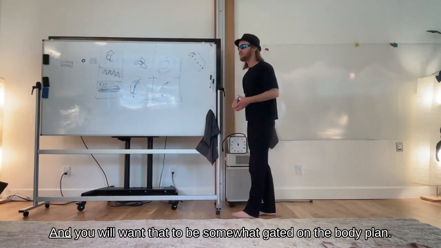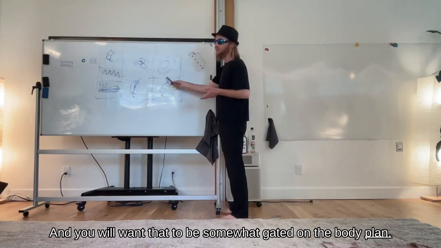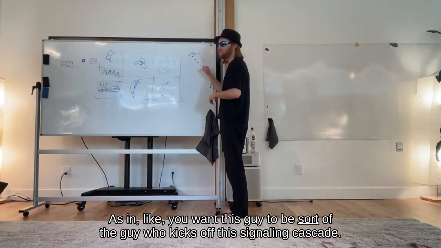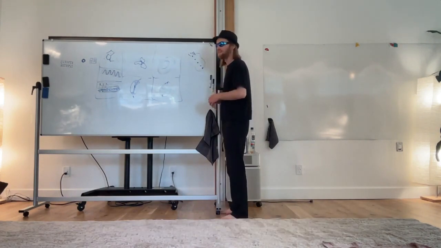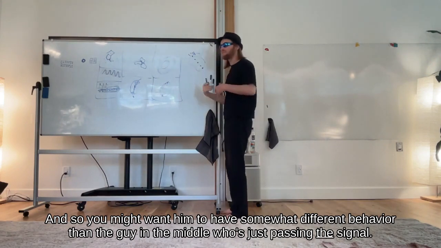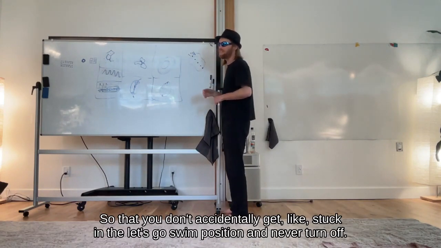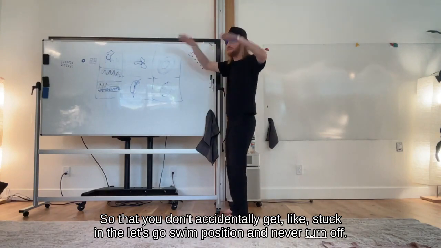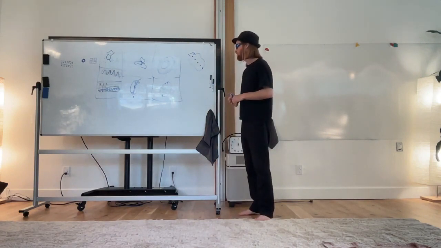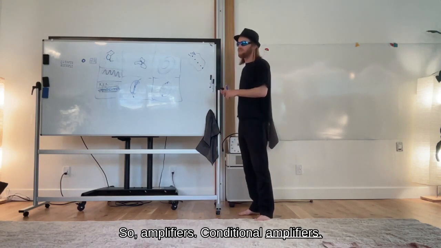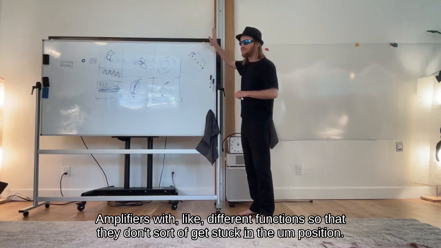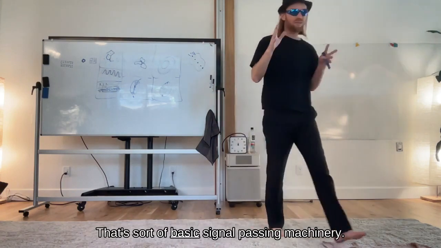Okay. And you will want that to be somewhat gated on the body plan. Somewhat gated? Yes, as in you want this guy to be sort of the guy who kicks off this signaling cascade. Yeah. And so you might want him to have somewhat different behavior than a guy in the middle who's just passing the signal. Yeah, okay. So that you don't accidentally get stuck in the let's-go-swim position and never turn off. Right? Yeah. So amplifiers, conditional amplifiers with different functions, so that they don't get stuck in the on position. That's sort of basic signal passing machinery.